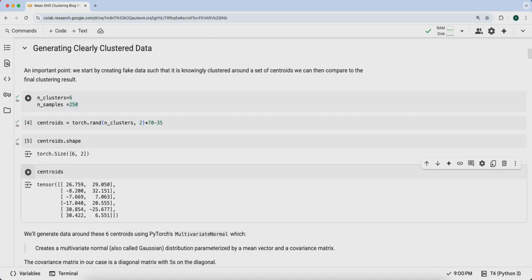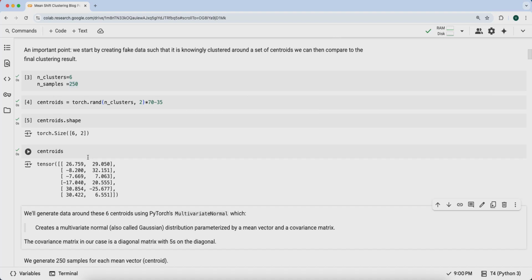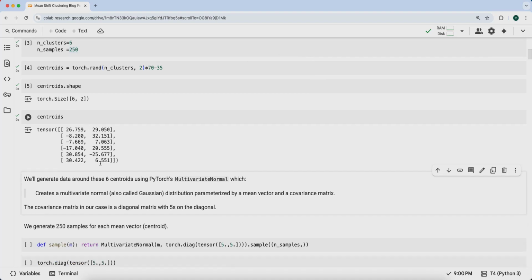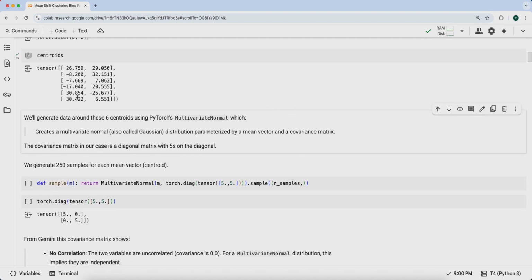I create some random centroids, and these are XY coordinates, and there are 6 of them. And we're going to create data using PyTorch's multivariate normal, which creates a multivariate normal, also called Gaussian distribution, parameterized by a mean vector and a covariance matrix. The covariance matrix in our case is this diagonal matrix with 5s down the diagonal. And the mean vector is m, which in our case is going to be the centroid. And then we take a number of samples from that distribution, which in our case is 250.